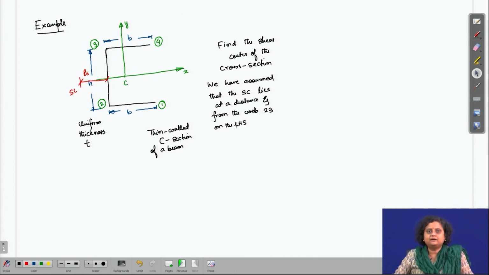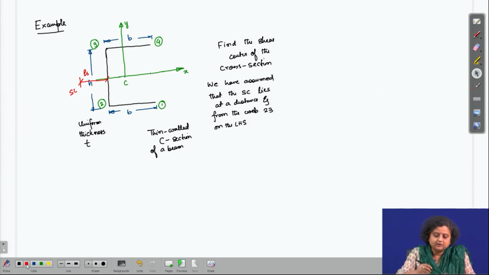You will get exactly the same answer if you just assume zeta to be somewhere here or anywhere on the x axis, either on the right hand side or on the left hand side. The answer will not change. So, I have just arbitrarily chosen that the shear center is on the left hand side of the web of the cross section. Now, how do I find out this value of zeta?